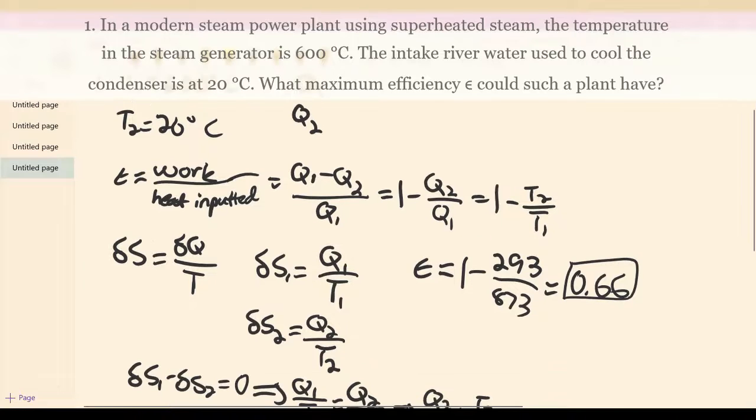Okay, if there are no questions, then I'll do the second problem.